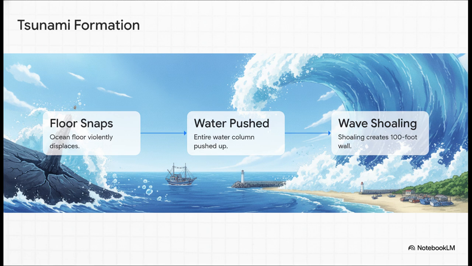Out in the deep ocean, it barely looks like a tiny ripple, but as that wave hits the shallow coastline, something called wave shoaling happens. The friction drastically slows the front of the wave down, forcing all that fast-moving water behind it to pile up, creating a towering 100-foot wall of water. That is a tsunami, which is actually a Japanese word literally meaning harbor wave because it completely bypasses ships out at sea, only to absolutely annihilate coastal harbors.